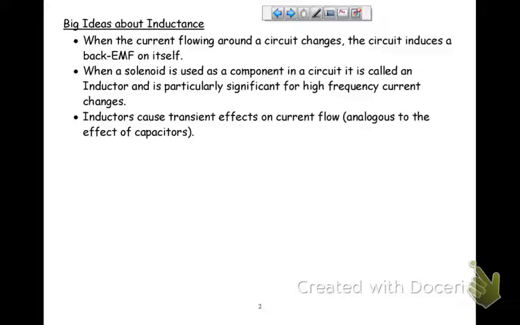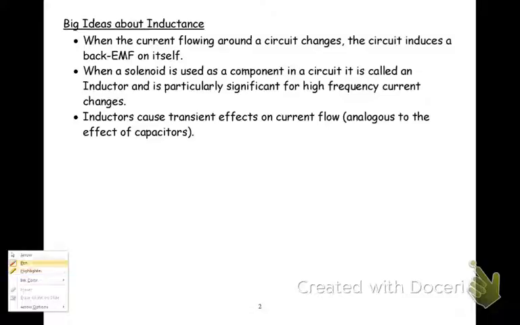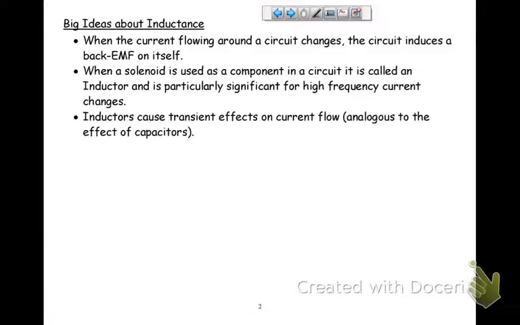So big ideas: when a current flowing around a circuit changes, the circuit induces a back EMF in itself. Just turning your circuit on messes not just with a circuit to the side. The next circuit over will feel the effects of you turning your circuit on, but it'll also mess with itself. That can be really problematic if you're trying to turn a circuit on. It's a feedback effect, where it basically says, hey, you want to do this, I'm going to fight you every way. So we have that.